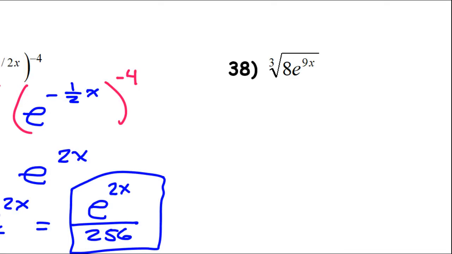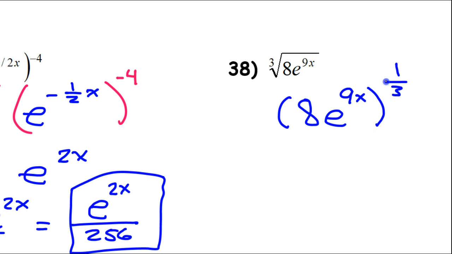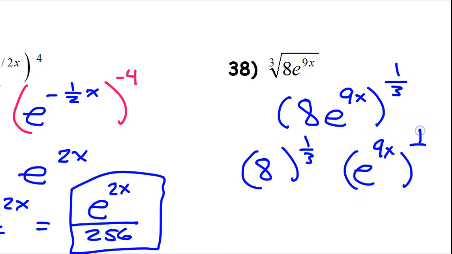So looking at number 38, you need to know that cube root is the same thing as the 1/3 power. So what we really have here is 8e to the 9x power, all raised to the 1/3 power. So we can treat this as two separate things. So we have 8 to the 1/3 power, and then we have e to the 9x to the 1/3 power. Now this is the same thing as cube root. So the cube root of 8 is 2. So 8 to the 1/3 power is 2.